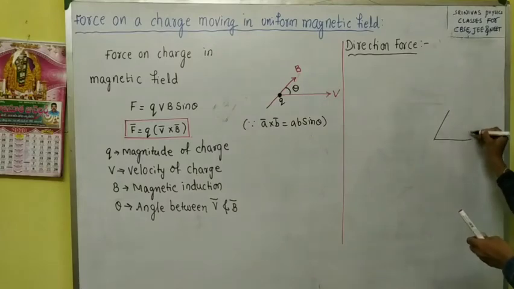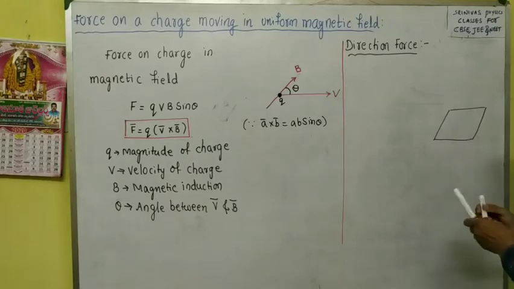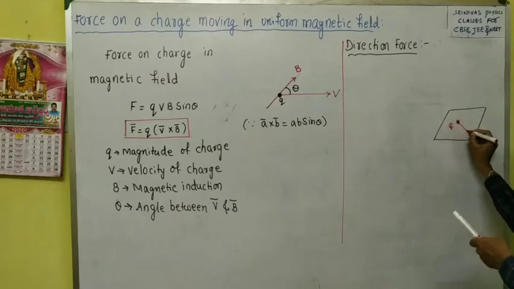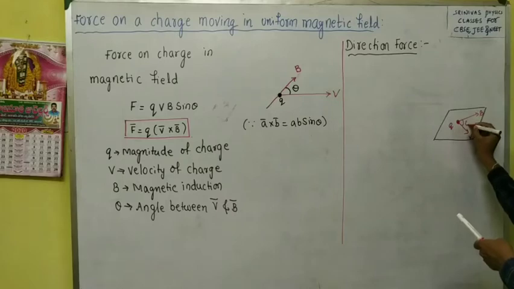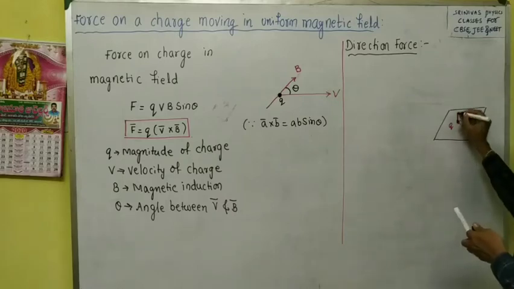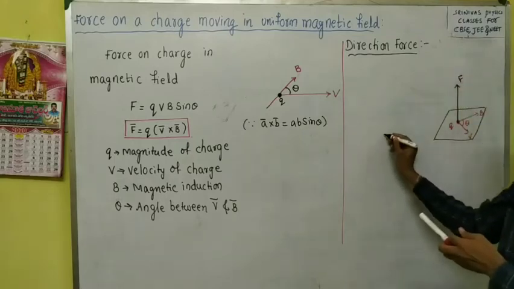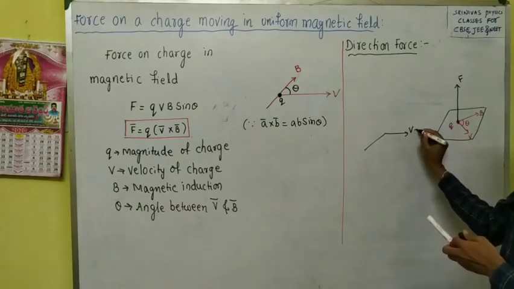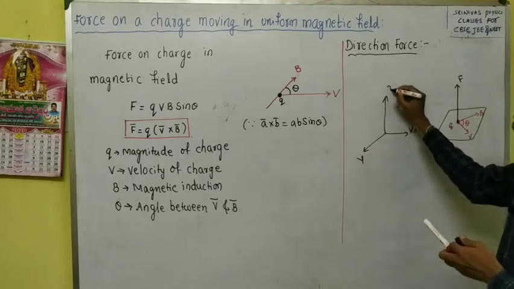This is one plane. Now here some charge q is there, and this is the velocity direction, and this is the magnetic field direction. The angle between them is theta. Then the force is perpendicular to the plane containing v and B. This is the direction of the force. For example, if the velocity is along the x-axis and the magnetic field is along the y-axis, then the force will be along the z-axis.